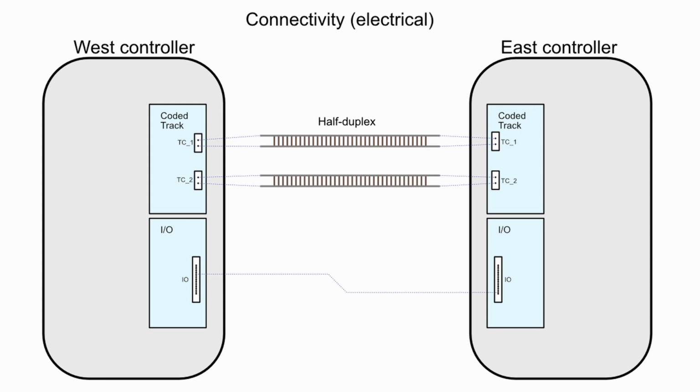Coded track interfaces use a pair of wires to interface with a segment of track, allowing the track to be used as a communication channel. Signals can be transmitted and received from either end. In order to allow both sides to transmit and receive, transmission is time multiplexed. One controller transmits while the other controller receives, and vice versa.